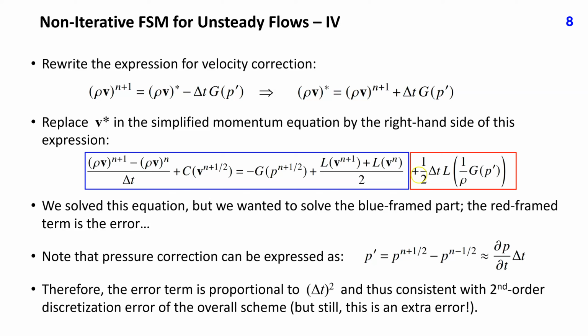Note that pressure correction can be expressed as the product of the time derivative of pressure and time step, as given by this expression. Therefore, the error term is proportional to delta t squared, and is thus consistent with the second-order discretization error of the overall scheme. However, this is still an extra error whose magnitude may be high relative to other errors. The order states only that it reduces proportionally to time step squared.